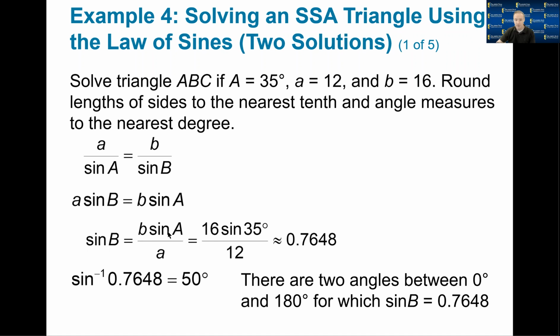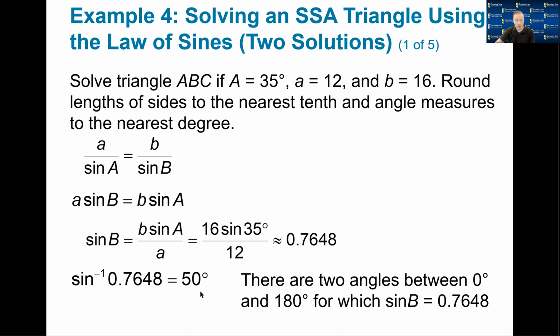Then I can say, all right, this should allow me to solve for the sine of B. The sine of B is equal to side b, 16, times the sine of A, which is the sine of 35, divided by side a, which is 12. So I'm getting sine of B is 0.7648. So it's telling me the y component on the unit circle is 0.7648. I know there's an answer in quadrant 1 and quadrant 2 where that could be true. Now, when I go to my calculator and take the inverse sine of 0.7648, it's going to tell me, to the nearest degree, 50 degrees.